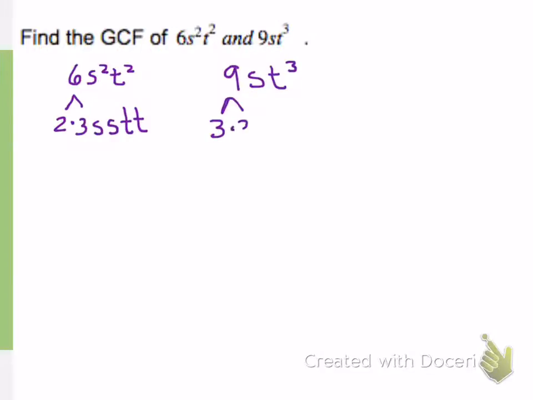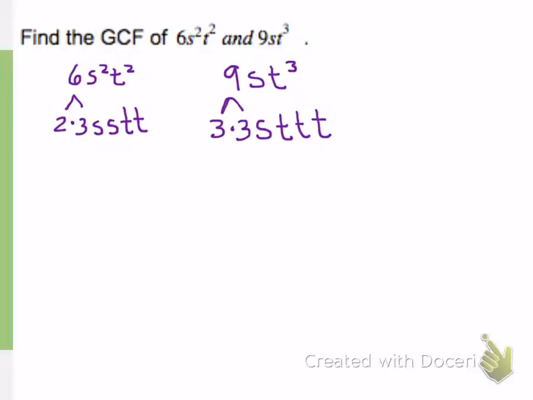So we do want to break down those values into their prime factors. So we'll start with 6s squared t squared and just do the factor tree for that. We're going to break down the coefficient of 6 first into its primes of 2 times 3. And then the letters just break down to how many there are. So that s squared would be s times s, and t squared would be t times t. And then we have the second value, 9s t to the third. Again, for the coefficient, we're going to break it down into its primes, which is 3 times 3. And then there's one factor of s and 3 factors of t.